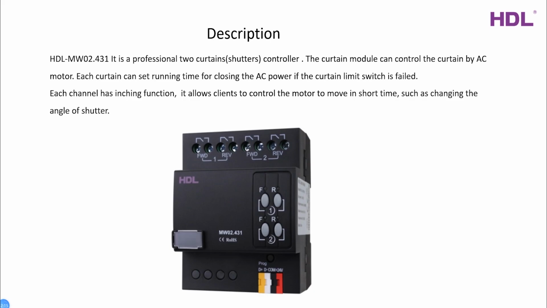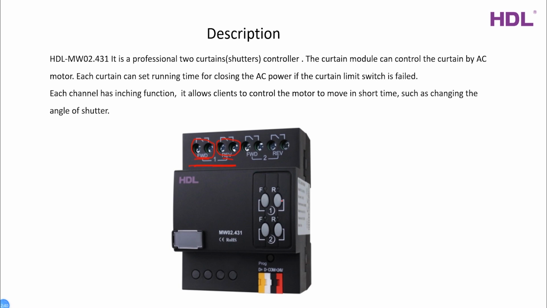This is a picture of our curtain module. You can see it has 2 channels. Each channel has forward. So this channel number 1 has forward and backward. 2 channels. That means 2 relays control 1 curtain. This is 1 curtain.